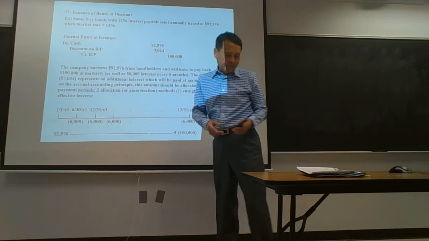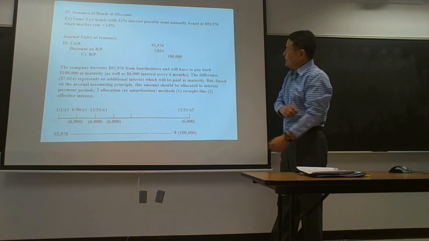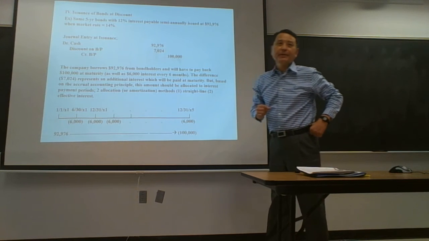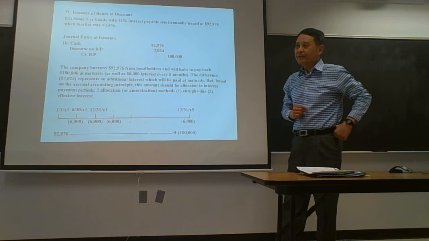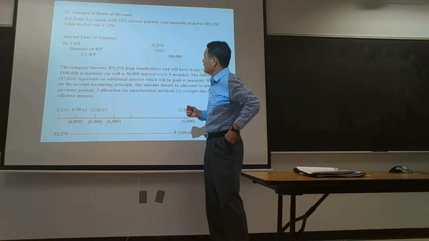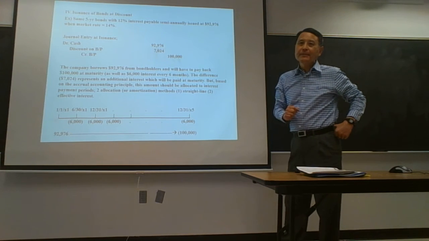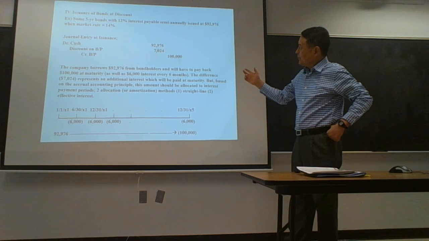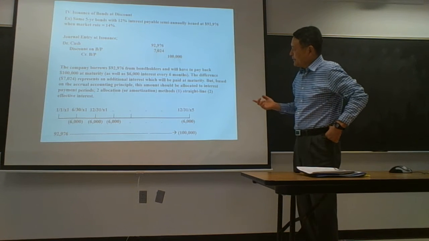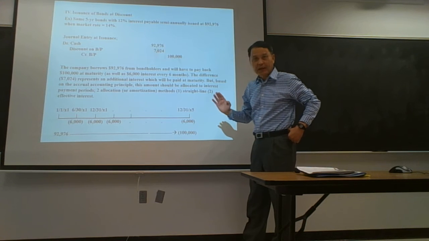We talked about the issuance of bond at discount last week. Stated rate is 12%, but market rate is higher, 14%. And the issue price, the selling price of the bond, is given: 92,976. Okay. So this is a journal entry on January 1st when these bonds were issued. And this company paid 6,000 interest on a regular basis.